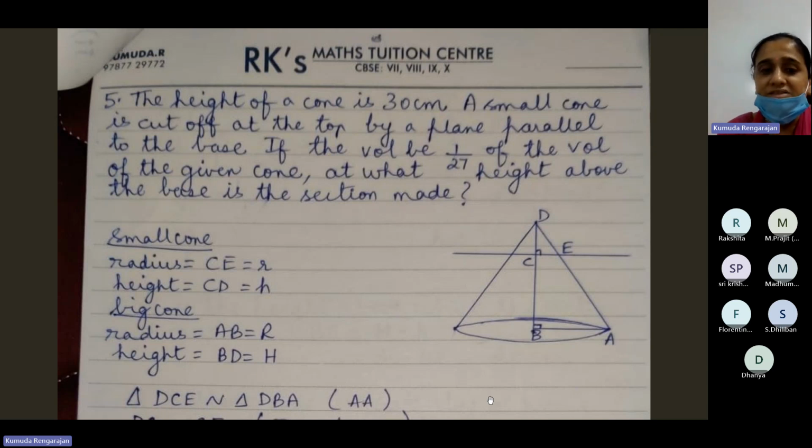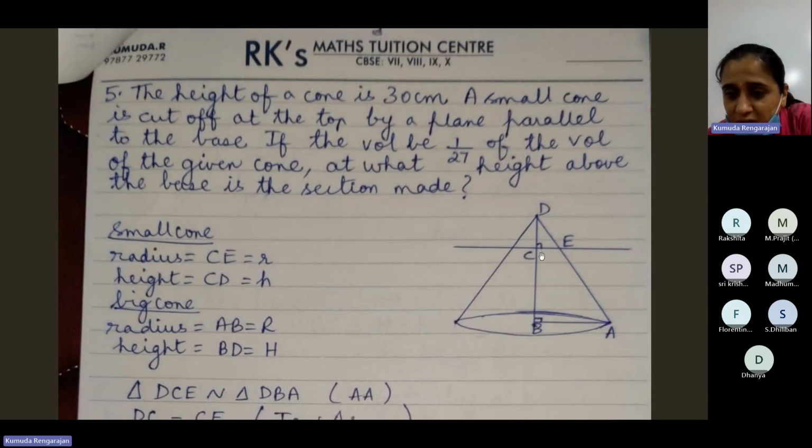At what height above the base is the section made? This is the base. At what height above the base? Here the section is made. Here the cut is made. So you should find BC. At what height above the base is that cut made? So you should find BC. You have to find BC.